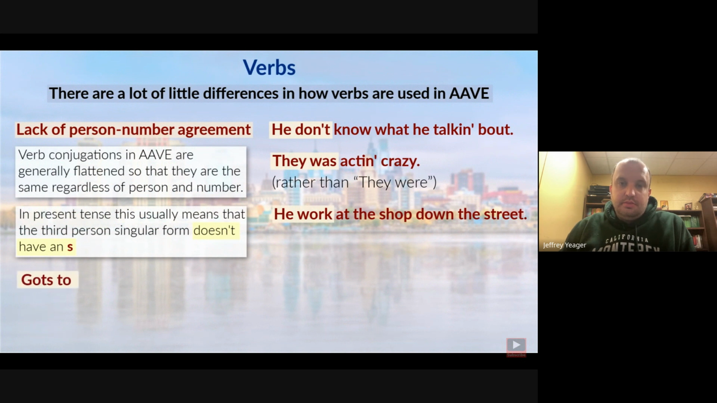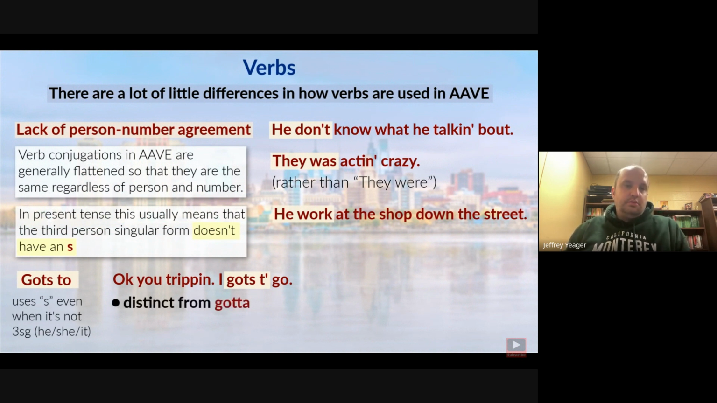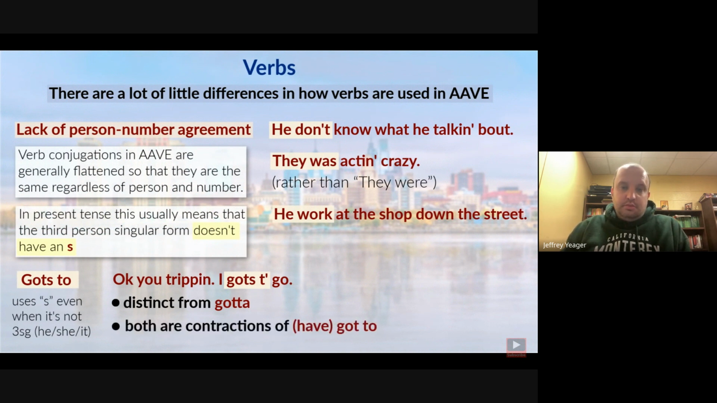A common expression that seems to contradict this rule is gots to. Okay, you tripping. I gots to go. Notice the S on gots, even when it's not in the third person singular. Gots to seems to have developed as distinct from gotta, both being contractions of have got to. Gots to is more emphatic than gotta.